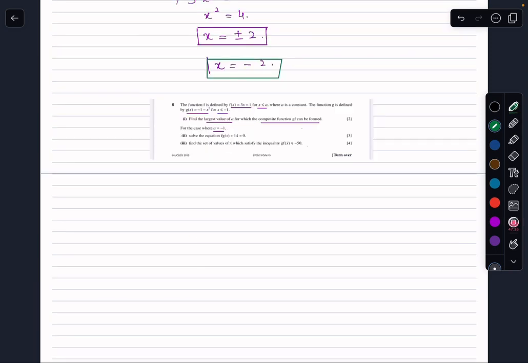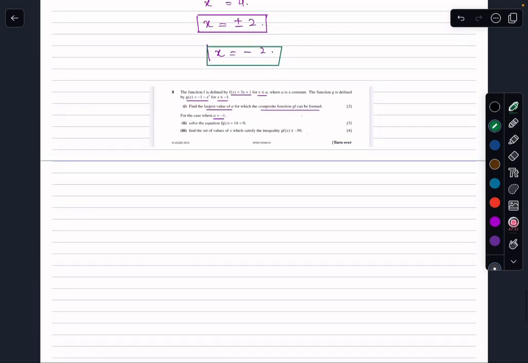Third condition, which is for 4 marks, says find the set of values of x which satisfy the inequality. Now we have the inequality g of f of x, which should be less than or equal to minus 50. So here again I need the composite function gf. f was equal to 3x plus 1. The function g was equal to minus 1 minus x squared.